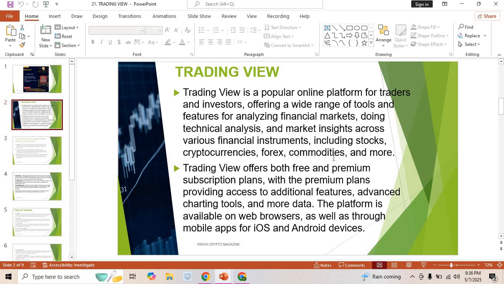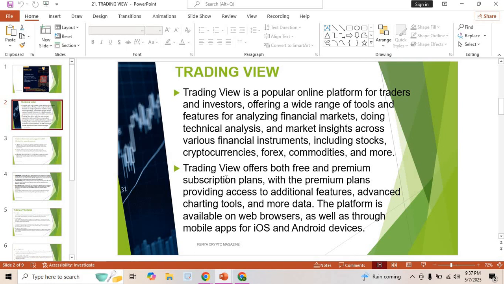So in simpler words, we can say that TradingView is a tool that is used by traders when they are doing their technical analysis. It's as simple as that. TradingView is a tool used by traders to aid them when they are doing what? Their technical analysis, and it is used across the financial markets, across the crypto markets, as we are doing, the forex market, the commodities, the stocks.